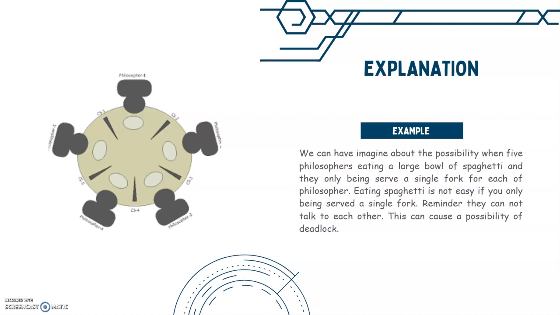As spaghetti is difficult to serve and eat with a single fork, it is assumed that a philosopher must eat with two forks. Each philosopher can only use the forks on his immediate left and immediate right. The philosophers never speak to each other, which creates a dangerous possibility of deadlock when every philosopher holds a left fork and waits perpetually for a right fork, or vice versa. So, what is a deadlock? Don't worry, I will explain after this.